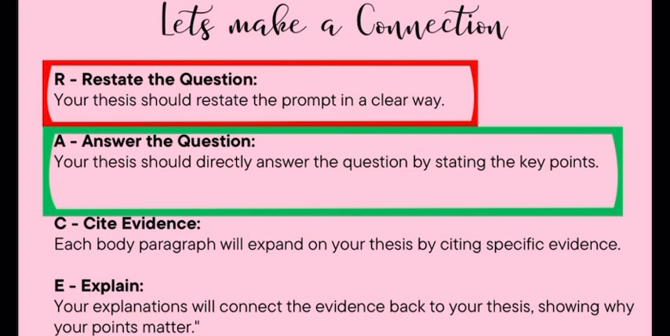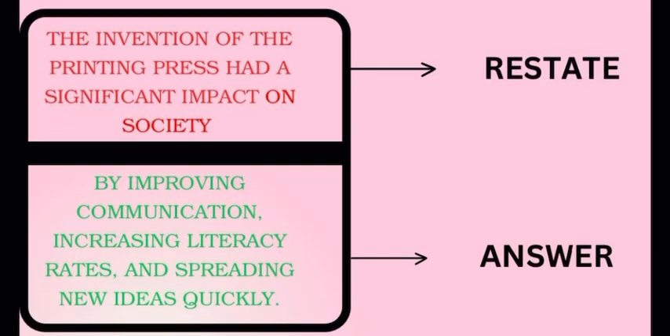Let's connect this to the RACE strategy. When we're restating the question, your thesis should restate the prompt in a clear way. When we're answering the question, your thesis should directly answer the question by stating the key points. The C for cite evidence means each body paragraph will expand on your thesis by citing specific evidence. And for the E, explain, means your explanations will connect the evidence back to your thesis, showing why your points matter. Let's see what our thesis looks like broken down. See how both parts of the response follow the R and the A of the strategy? Your thesis sets the foundation, and your body paragraphs expand on it with evidence and explanations.